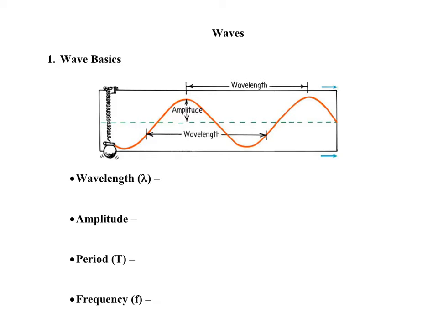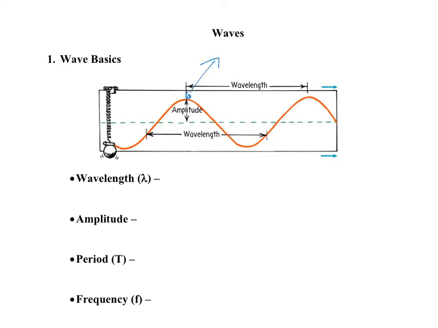Up here we have a picture of a wave, and this is actually more than one wave, and it's got the parts of a wave labeled. So what you basically need to know are wavelength, amplitude, period, and frequency. Two parts of the wave that are not labeled on here are the peaks and the troughs.